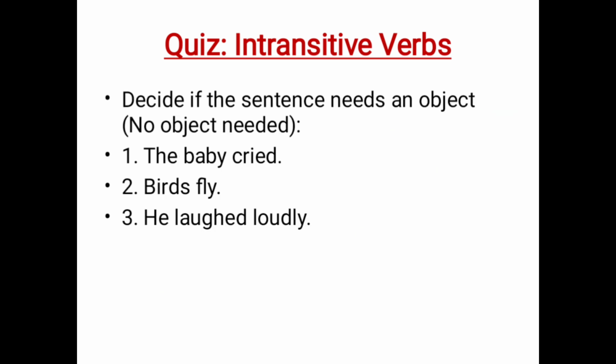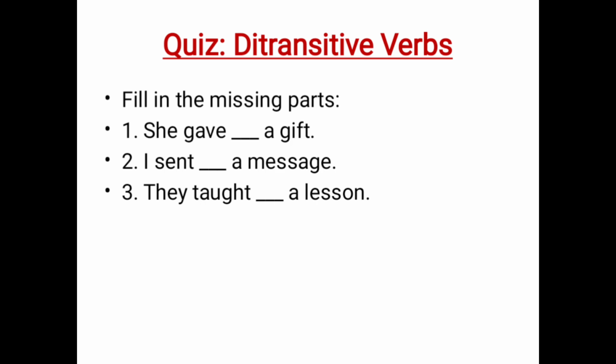The second quiz is on intransitive verbs. With intransitive verbs, no object is needed. For example, the baby cried. So it does not need an object. Birds fly. He laughed loudly. In these sentences, there is no need of an object or an indirect object because these sentences give clear and complete meaning.